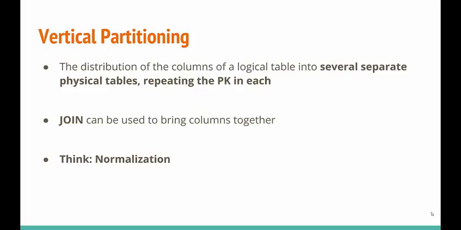So what's vertical partitioning? Let's delve into that a little bit more. Often when we think of vertical partitioning, people think of normalization. The idea of splitting a table into several separate physical tables by separating the columns. When you do this, you repeat the primary key in each of the separate physical tables. You just happen to take one large table and split it apart. And join can be used to bring these columns back together. And this is kind of the idea with normalization. Taking something large with a lot of data redundancy and breaking it down into smaller tables, each of which have something in common.